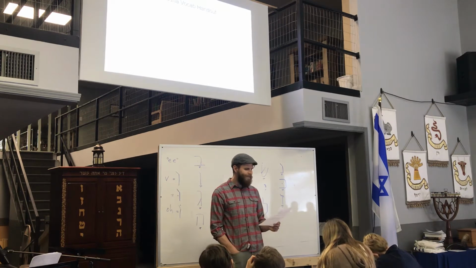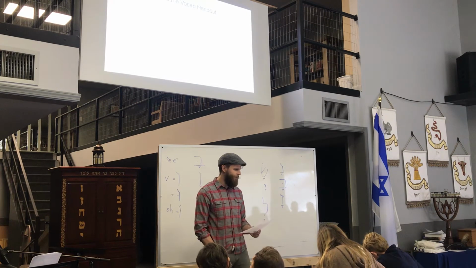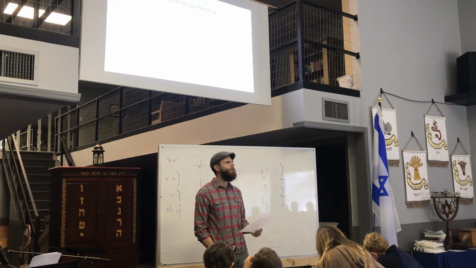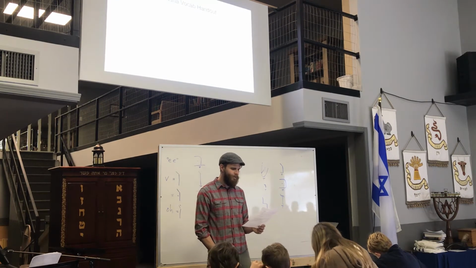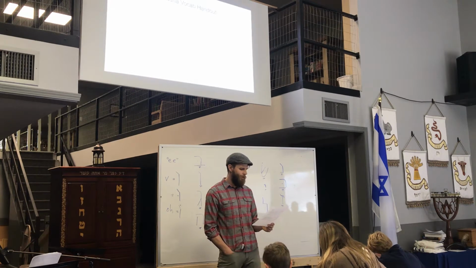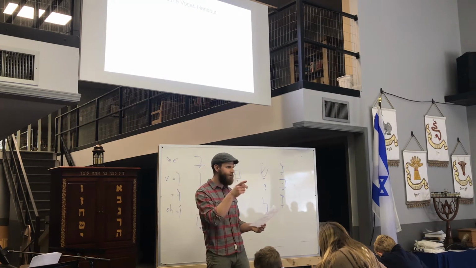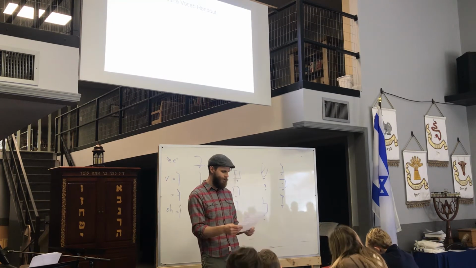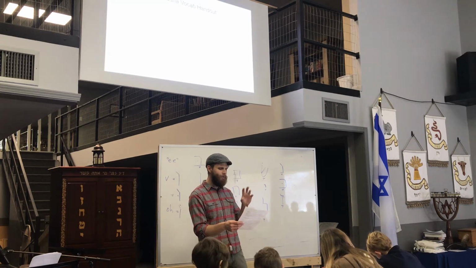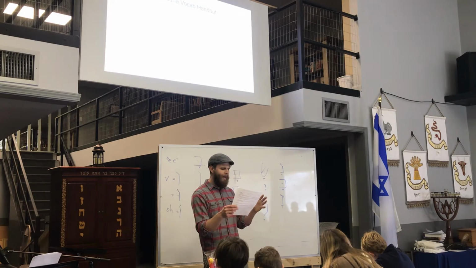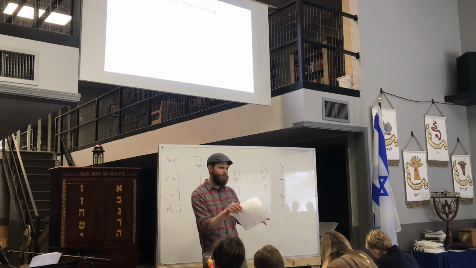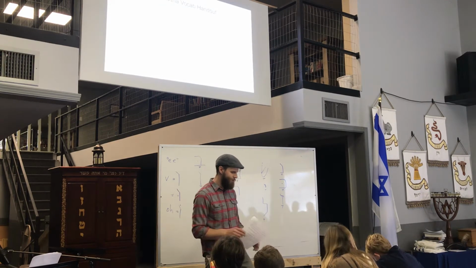Then we have edet, which means testimony or witness. Ad means time. Time is always a witness for or against us. And edet is the witness or the testimony. So we have aron ha-edet, the ark of the testimony, the box of the testimony.